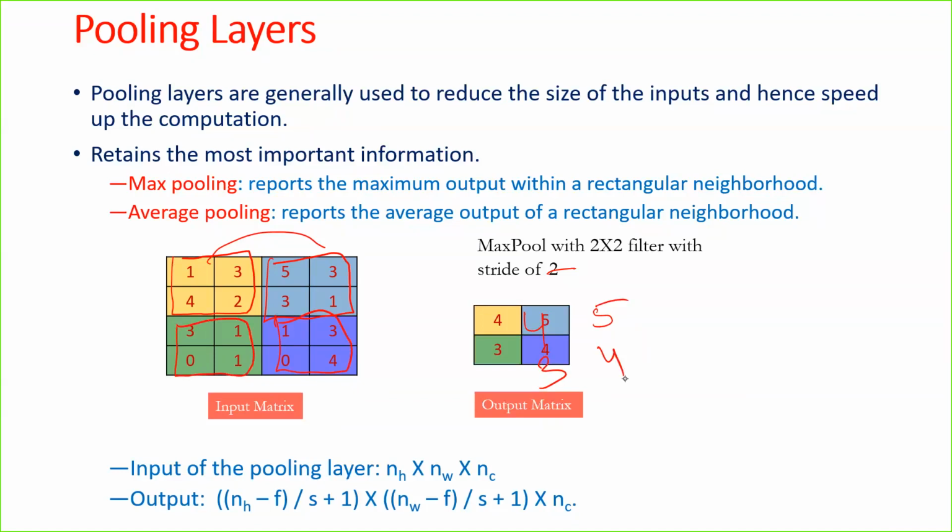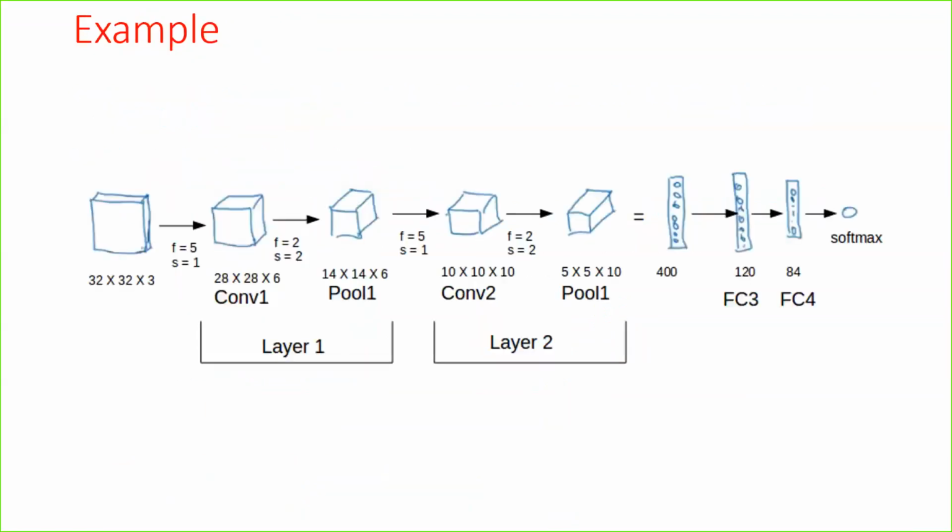4, 5, 3, 4. Suppose you apply average pooling, then you will take the average of the elements: 1 plus 3 plus 4 plus 2 by 4. Similarly here, 5 plus 3 plus 3 plus 1 by 4. Similarly here, 3 plus 1 plus 1 by 4, and here 1 plus 3 plus 4 by 4. Like this, we apply average pooling or max pooling. With this pooling operation, we again revisit the example here. When you apply a convolutional operation on the 32 by 32 by 3 image with a filter size 5 and s equal to 1, we got a 28 by 28 by 6 image.